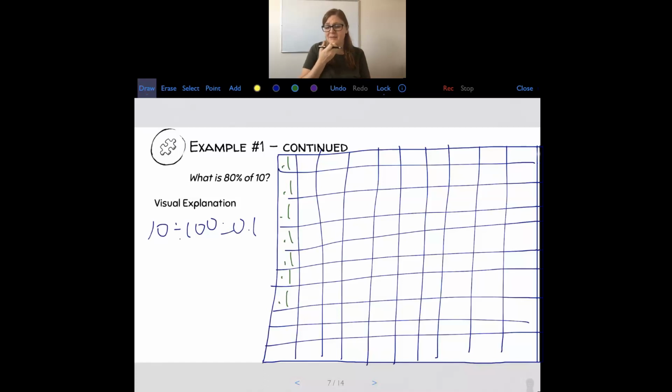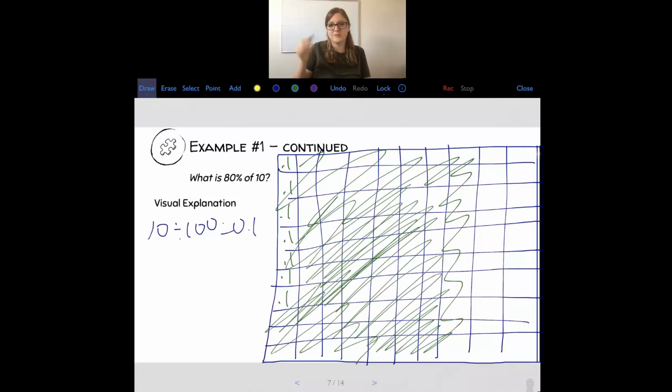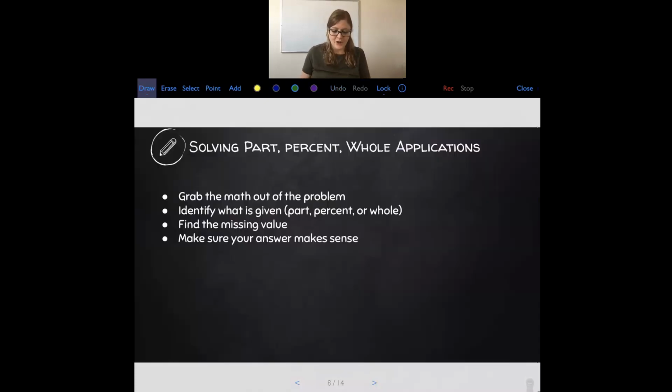If I'm taking 80%, that means I'm taking 80 out of 100. That's what the percent is meaning. So it would be all but 20 of them. Okay, so you would take 0.1 plus 0.1 plus 0.1 plus 0.1 80 times, and you would still get 8. So that's a visual example as well of how to figure these out. Okay, we'll mainly be doing application problems in this class, so let me move on to that part.